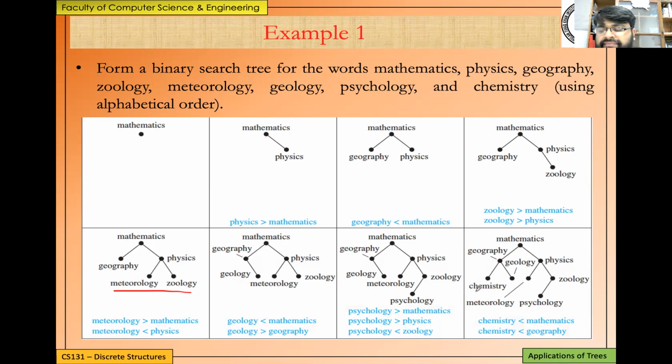any child. When I reach chemistry, I can be confident that since it does not have any child, biology does not exist in my particular search tree. So this is a very important application of binary search tree, and this is what we see over here.